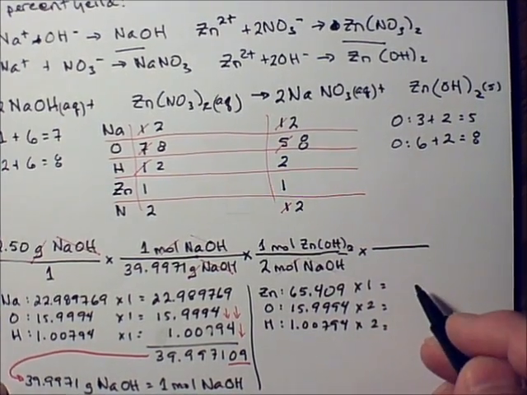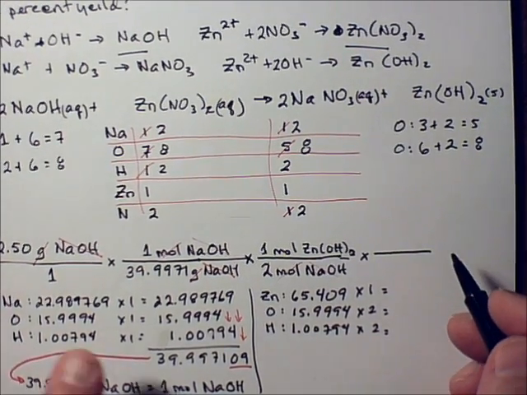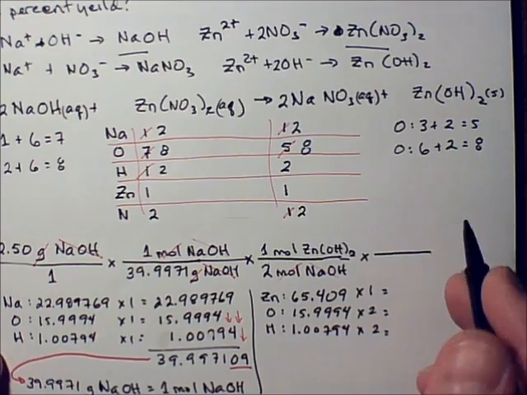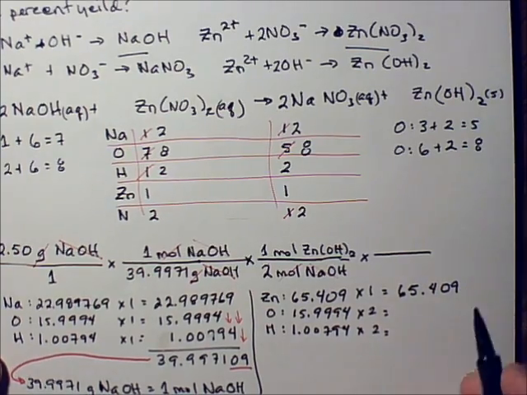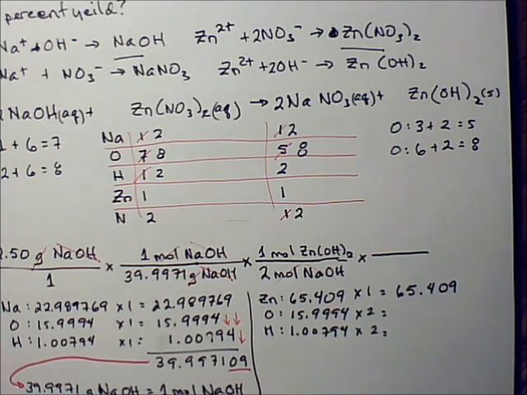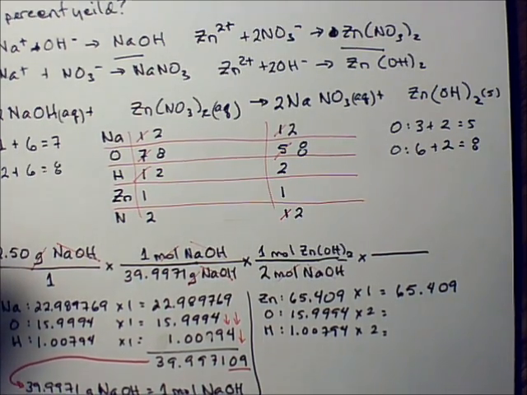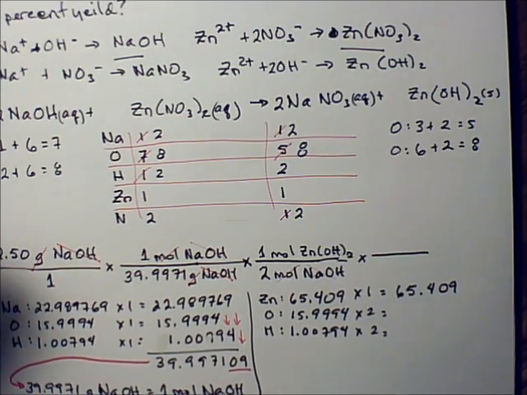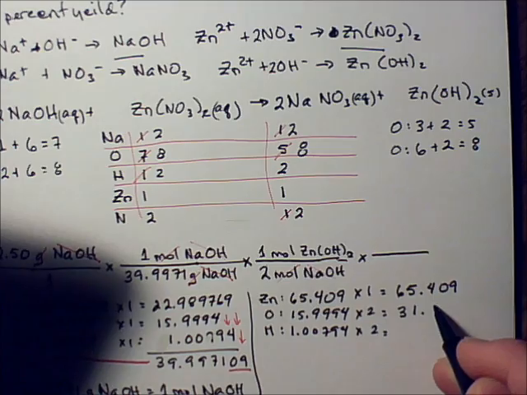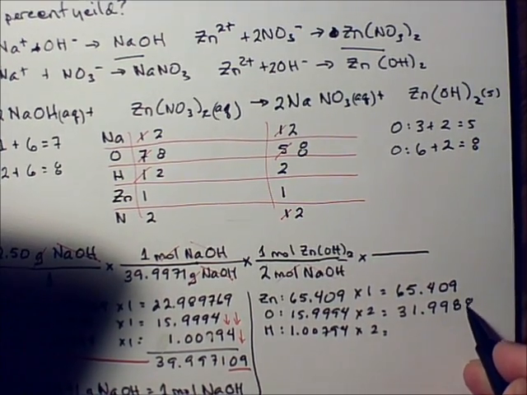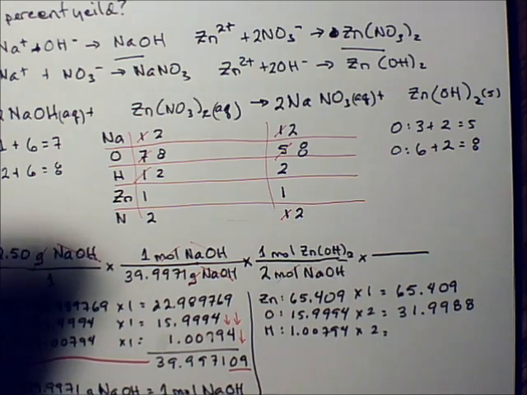So now I'm going to do what I should have done in the beginning when I first calculated molar mass over here. I'm going to line up all of my digits really carefully. 65.409, 15.994 times 2. Are you doing these calculations with me? Good. I can already see I've got an empty slot there if I've lined up the digits carefully. 1.00794 times 2.